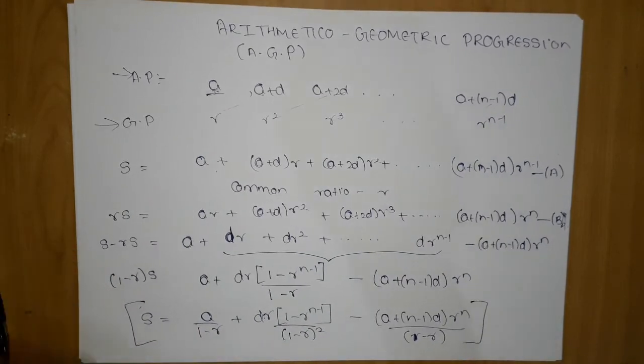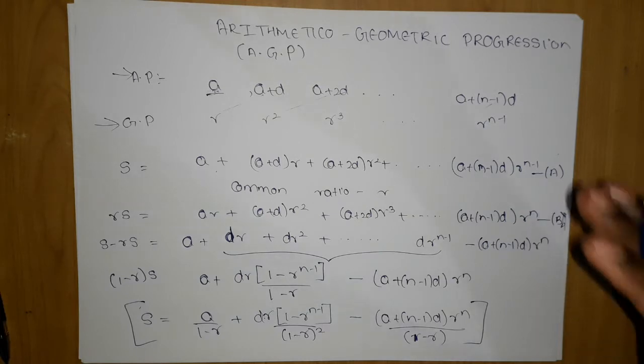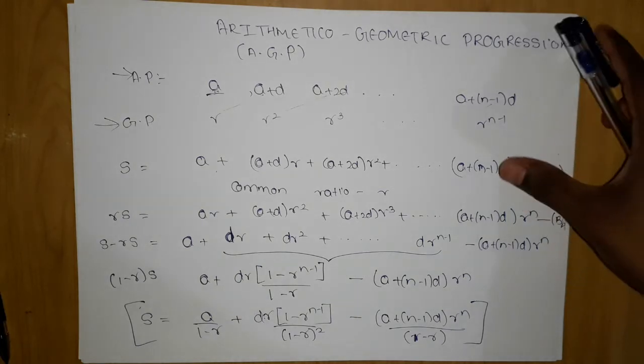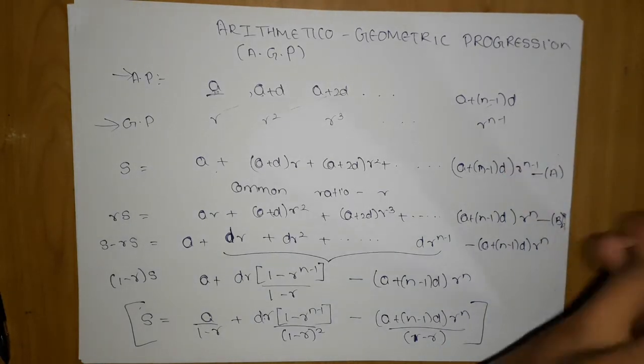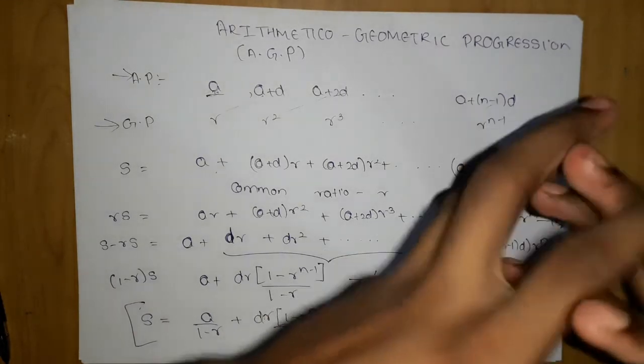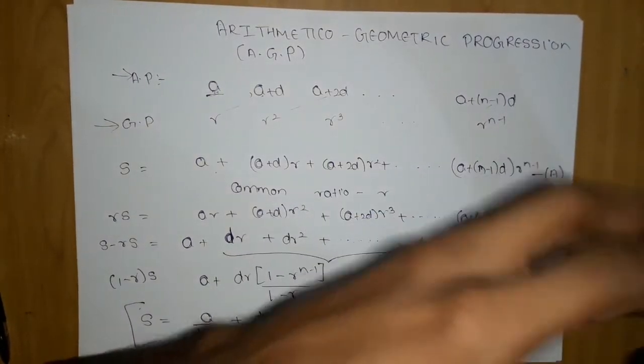I recommend you not to learn this formula, it is just useless. You don't need to learn it, just follow the steps. They will teach you how to get the sum of an AGP. Never learn this formula. I told you the derivation just for your curiosity. You should just avoid it and learn the steps.